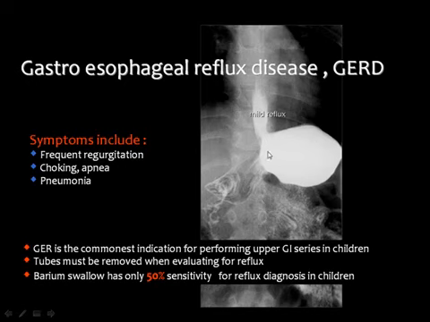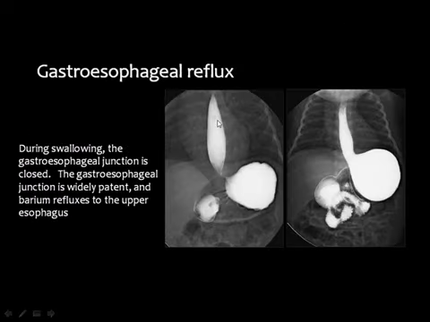And whenever assessing this, you should not introduce any nasogastric tube inside the esophagus. You just let the patient swallow his saliva, then the gastroesophageal junction will open and barium will come back from the stomach into the lower part of the esophagus, as you can see in this case. And this is another example.